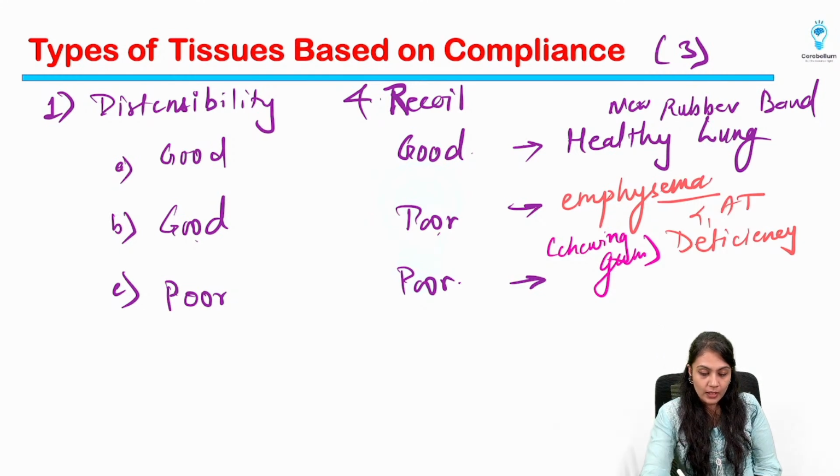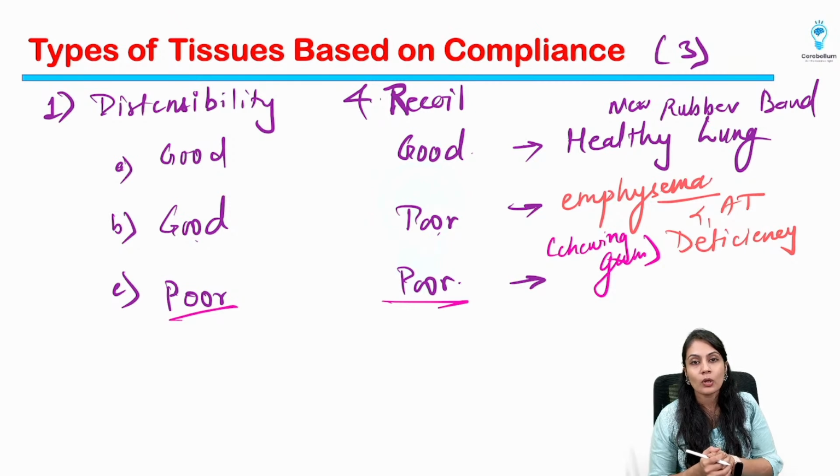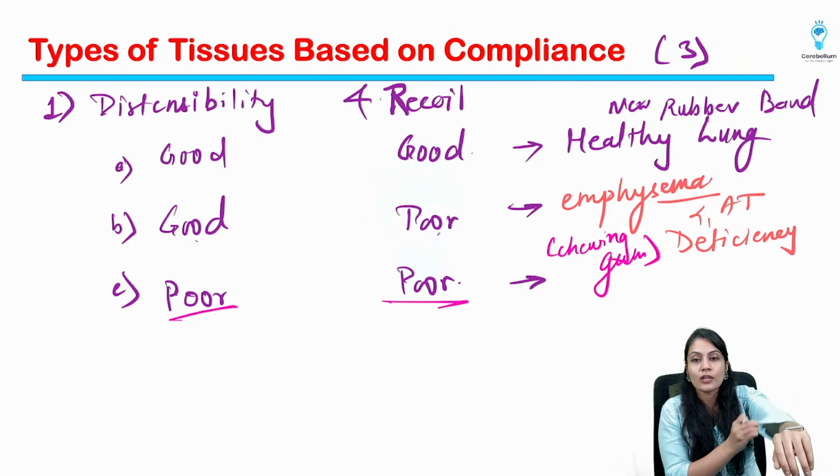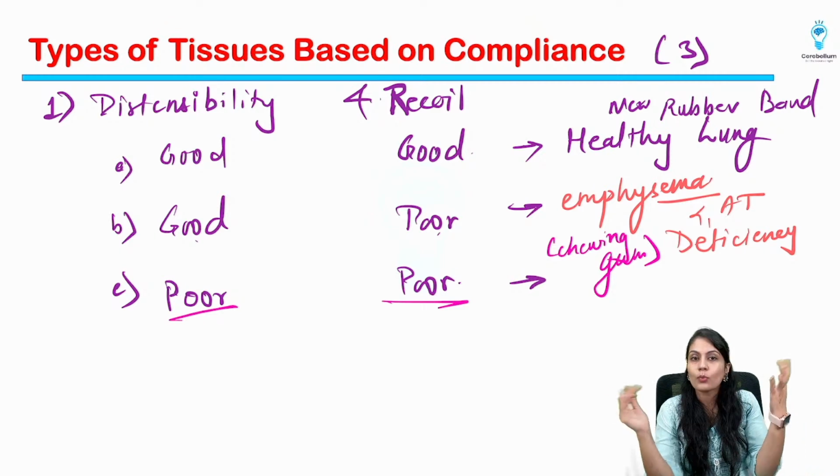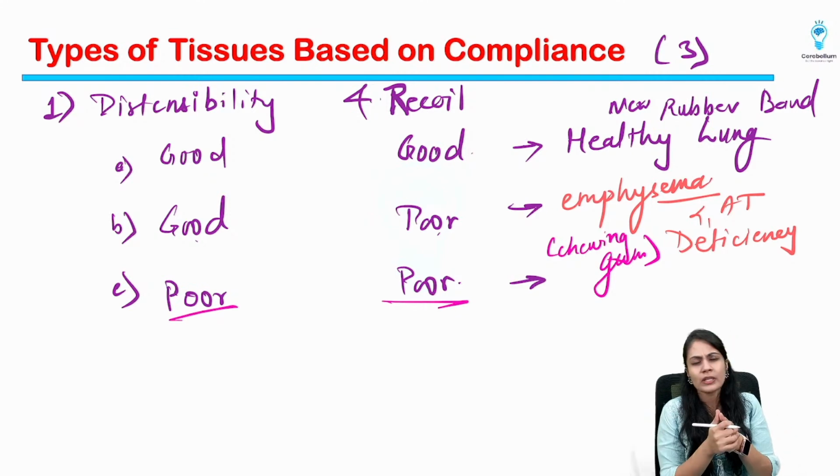The next thing is, if both are poor, that means it is like a wooden box or the steel or the glass. Why? Because they cannot stretch or recoil, right? It is like a cloth, right? It is not elastic, it is like a cotton. So it is not elastic, it won't stretch, it won't recoil. Whatever its shape is, it is going to maintain that shape, right?